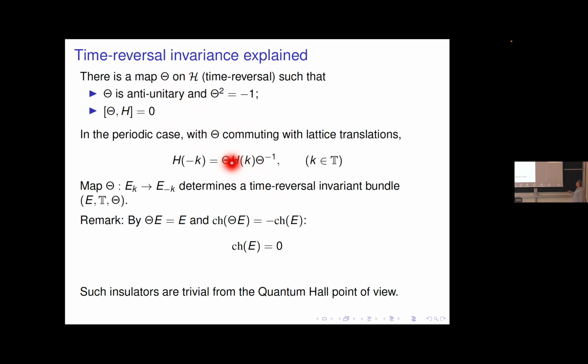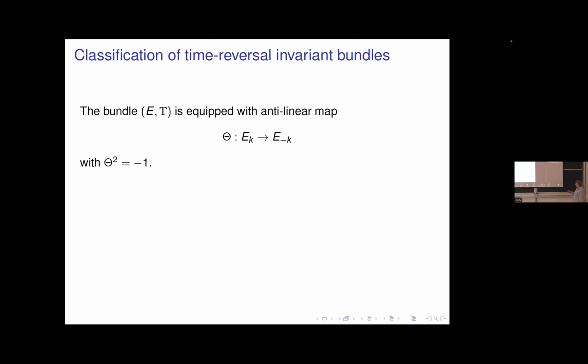And when you conjugate h of k with time reversal, so the fact that as a whole it would go back to h, that is, quasi-momentum by quasi-momentum, goes to the opposite quasi-momentum. So in particular, the map theta is a map that goes from the fiber over k to the fiber of opposite quasi-momentum minus k.